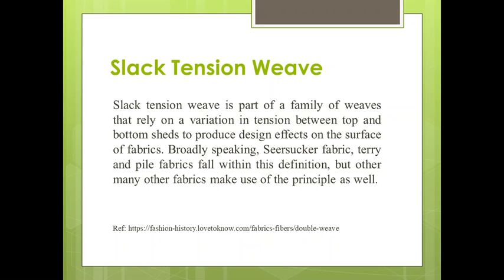Broadly speaking, there are two fundamental examples of this slack tension weave. One is seersucker fabric and the other is terry and pile fabric. In my previous video we studied terry and pile fabric, which also falls in the category of slack tension weave, because the loops we produce in pile fabrics are due to the slackness in the tension provided on the warp threads used to make the pile loops.